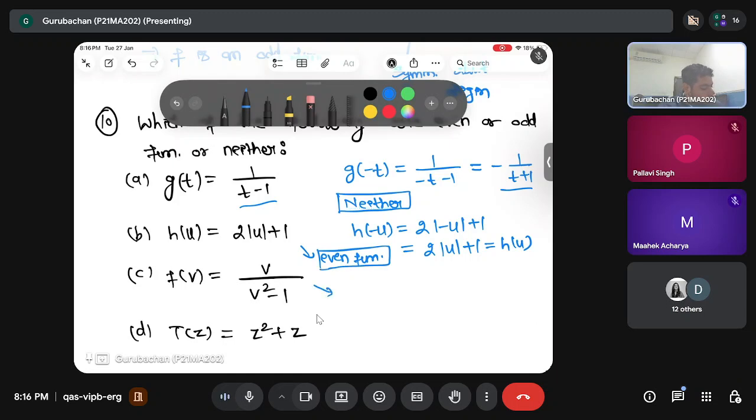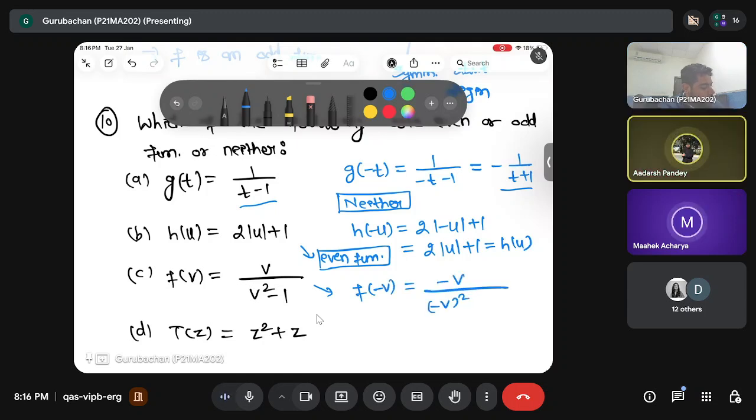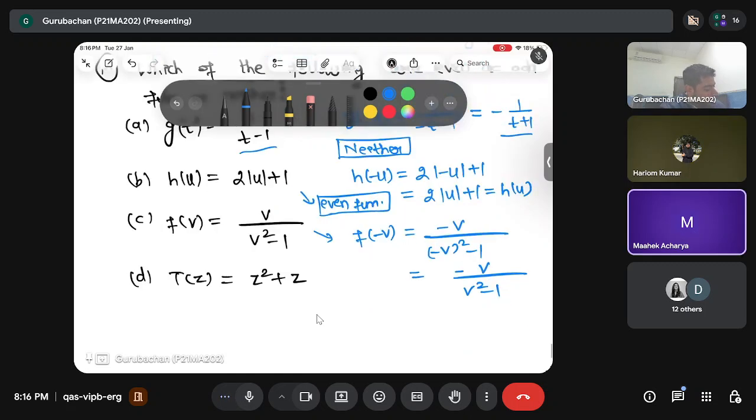Now tell me about this one. f of minus v. That means (minus v) whole square minus 1. It will give you odd function. Good. So it is an odd function.